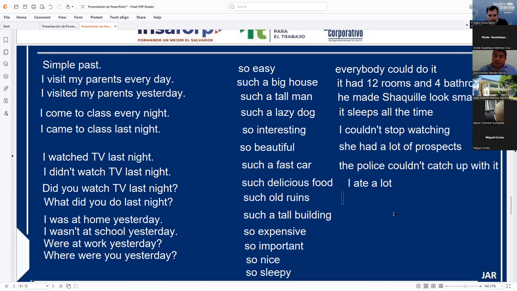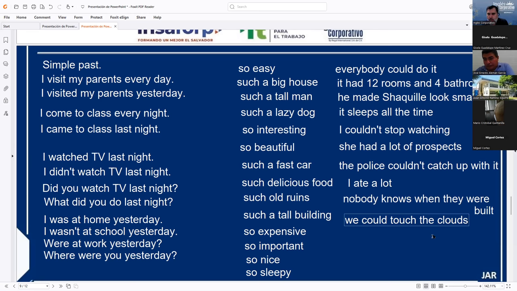Such old ruins. Nobody knows when they were built. Such a tall building that we could touch the clouds.